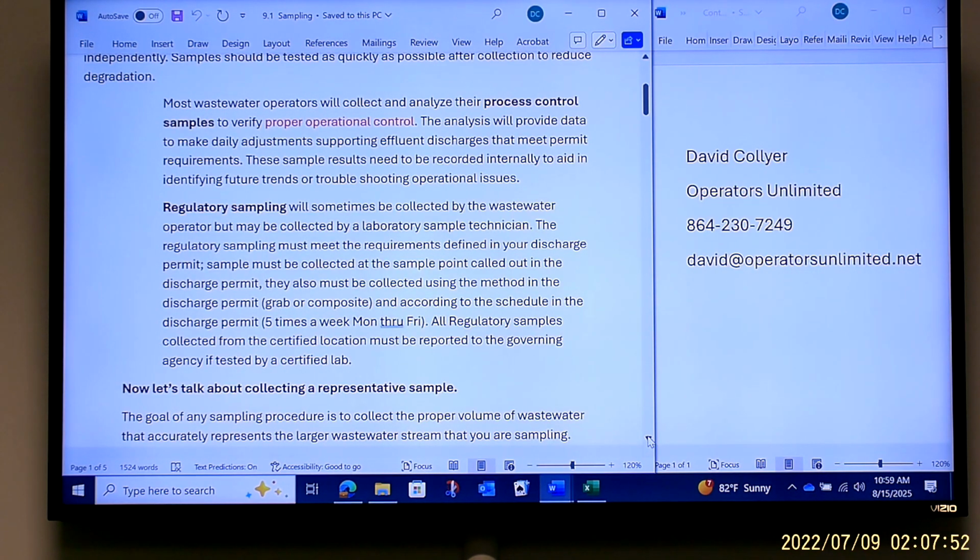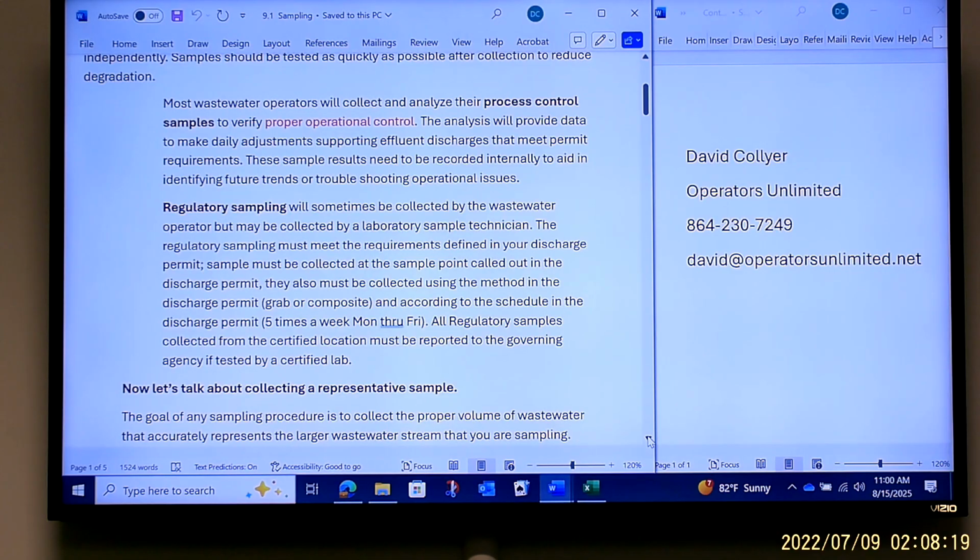Regulatory samples will sometimes be collected by the wastewater operator, but may be collected by a laboratory sample technician. These regulatory samples must meet the requirements defined in your discharge permit. Samples must be collected at the sample point called out in the discharge permit.